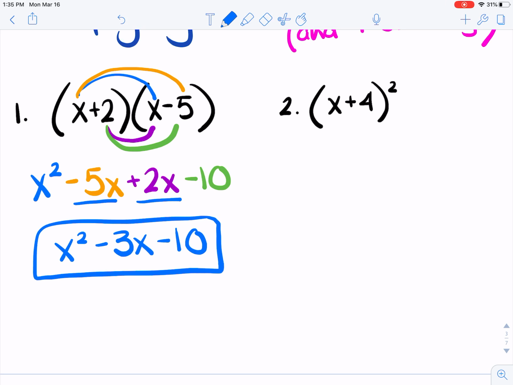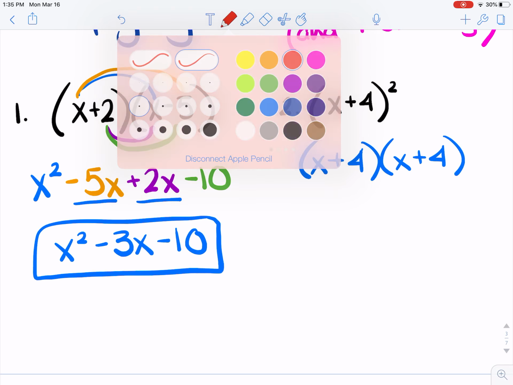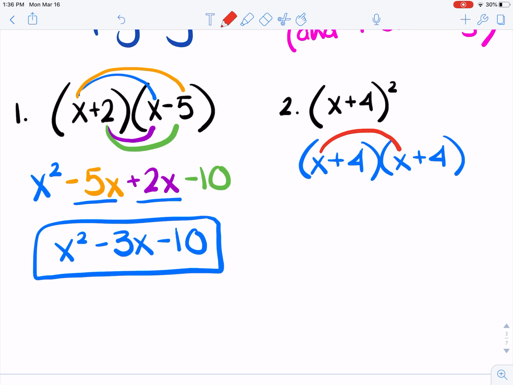In my next example, it may look different, but what you would do here is simply separate x plus 4 squared into x plus 4 times x plus 4. And again, I'll get colorful here. My first, the F in FOIL, x times x is x squared.